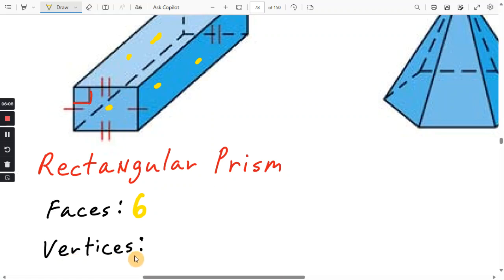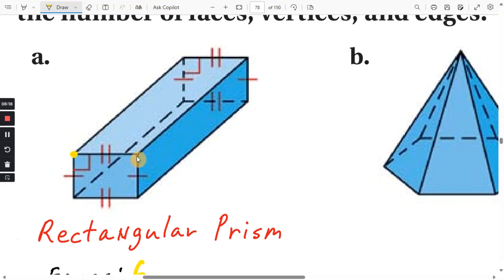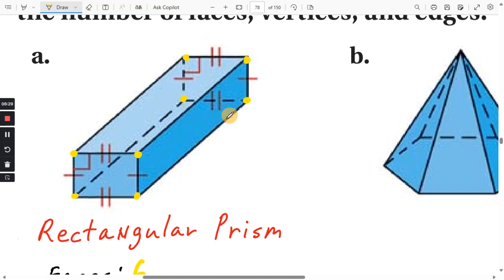Let's see if we can count the vertices. See if you can count the number of points or vertices. Well, let's see. We have 1, 2, 3, 4, 5, 6, 7, 8. There's no other points, so that's it. 8 vertices.